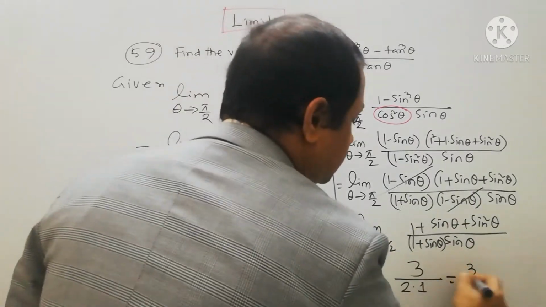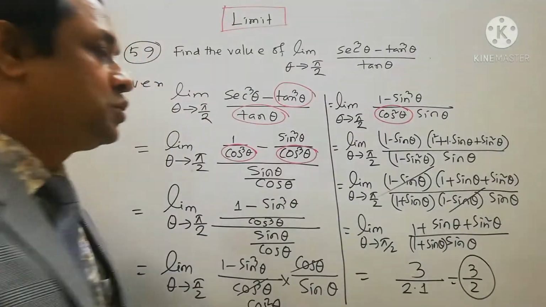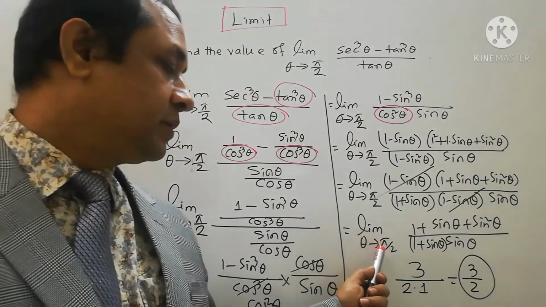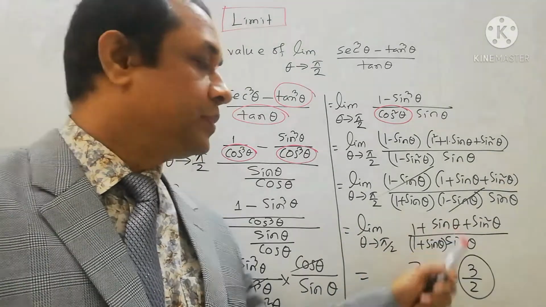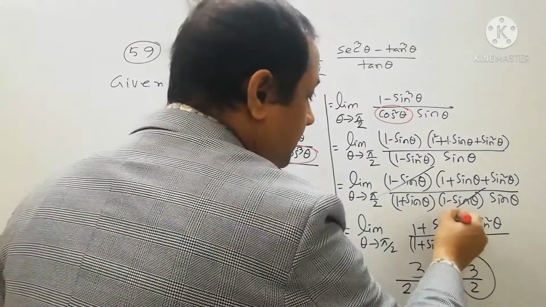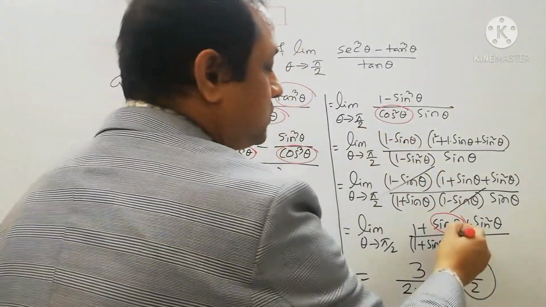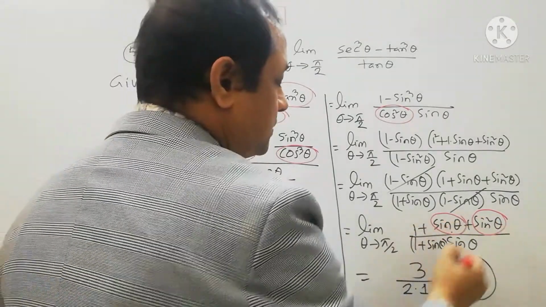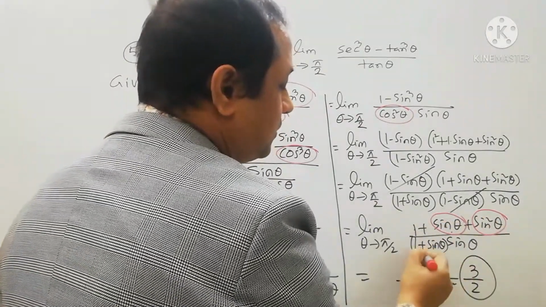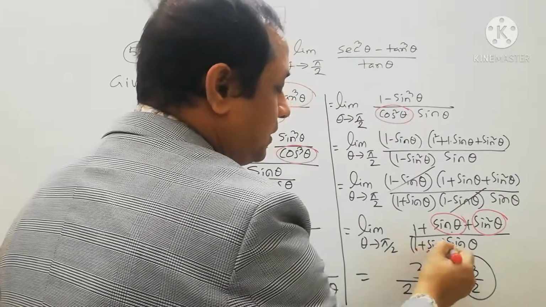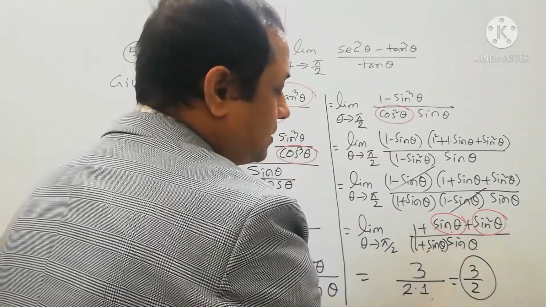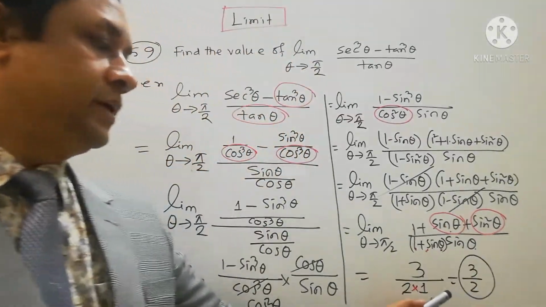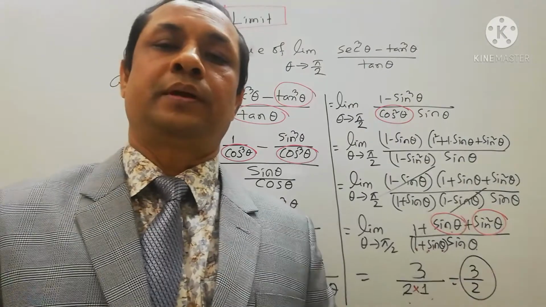So student, the result will be 3 by 2. I say again, here putting the value of theta equals pi by 2. So sine theta is sine pi by 2, which is 1. So the numerator is 1 plus 1 plus 1, which is 3, and the denominator is 1 plus sine pi by 2, which is 1 plus 1, that is 2. So the answer will be 3 by 2.